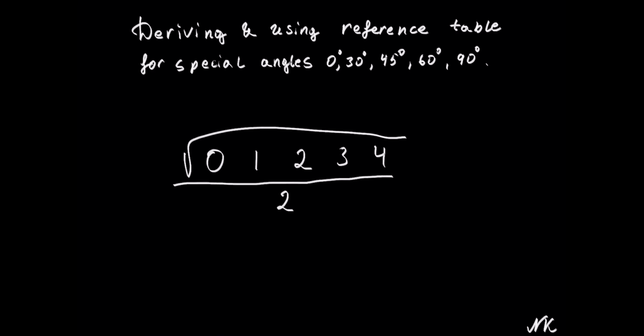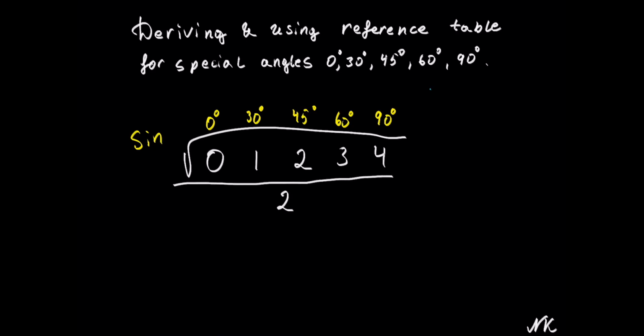The reference values for sine go from left to right, so we have sine. On top of 0 there is a reference for sine of 0 degrees. On top of 1 there is a reference for sine of 30 degrees. On top of 2 there is a reference for sine of 45 degrees. On top of 3 there is a reference for sine of 60 degrees, and on top of 4 there is a reference for sine of 90 degrees.